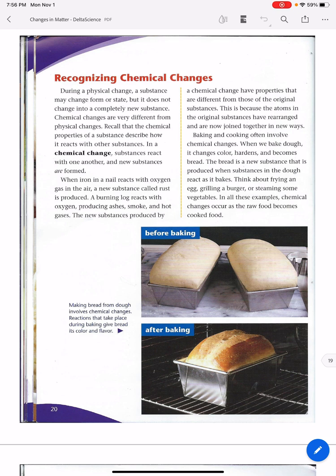Before baking, after baking. Making bread from dough involves chemical changes. Reactions that take place during baking give bread its color and flavor.